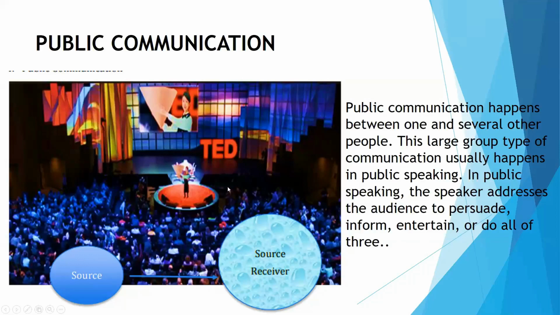So here, just like what you can see in the picture, this is the source, and the audience can also be the receiver. But of course, this is the main source. So when we say public communication, it is when a person or a group of people gather and start sharing information to an audience. So this is what we call public communication. He or she will speak in public.